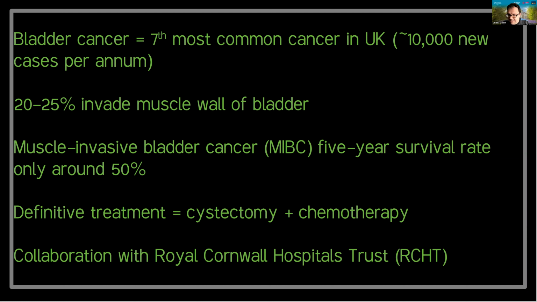A lot of bladder cancer actually you can sort of watch and wait on, but where it invades the muscle wall of the bladder, you need to get in there pretty quick. And the 5-year survival rate is only around 50% for those with muscle-invasive bladder cancer, because of often delays in getting to treatment. The definitive treatment for muscle-invasive bladder cancer is cystectomy combined with chemotherapy.